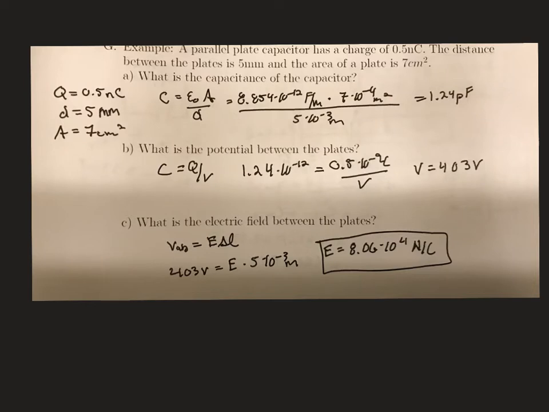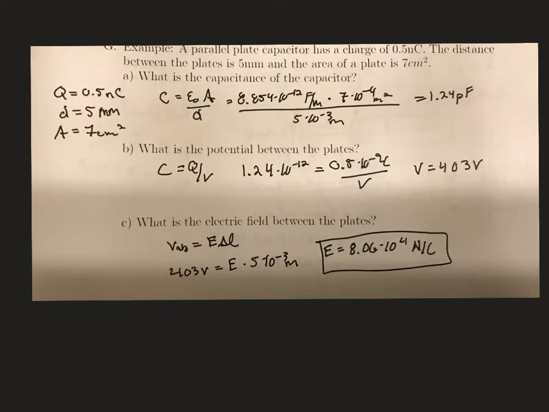Then we're going to multiply by the area. So be careful when you convert the area: you have to convert both centimeters to meters. So it becomes 7 times 10 to the minus 4 meters squared rather than 7 times 10 to the minus 2 meters squared. And then we have to divide by the 5 times 10 to the minus 3 meters, which is the distance between the plates. And this is going to equal 1.24 picofarads, or 1.24 times 10 to the minus 12 farads.